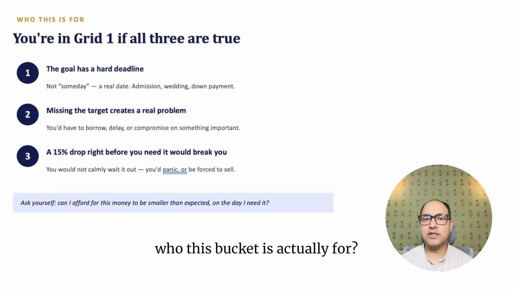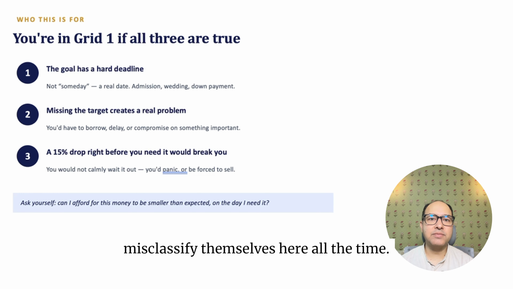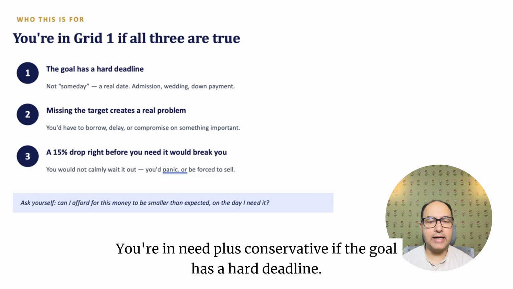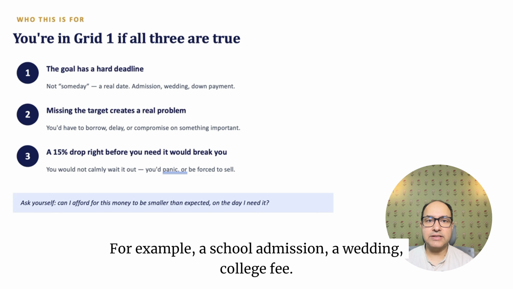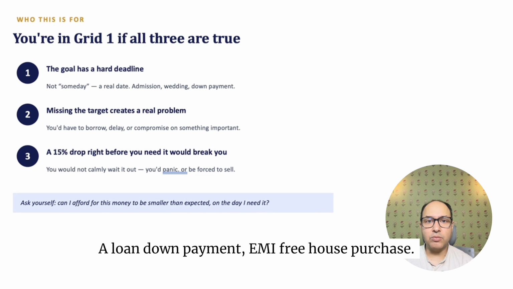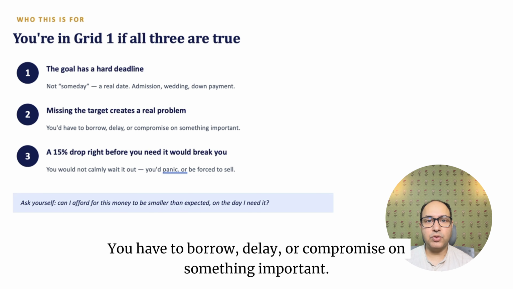Who this bucket is actually for. Before the mechanics, let's be precise about who lands in this cell. I see people misclassify themselves here all the time. You're in need plus conservative if the goal has a hard deadline, not someday, but a real date. For example, a school admission, a wedding, college fee, a loan down payment, EMI free house purchase. Missing the target amount creates a real problem. You have to borrow, delay, or compromise on something important.